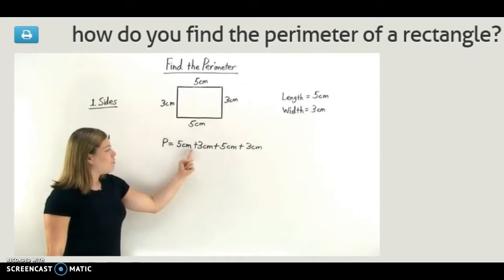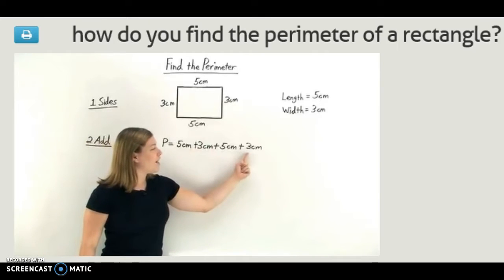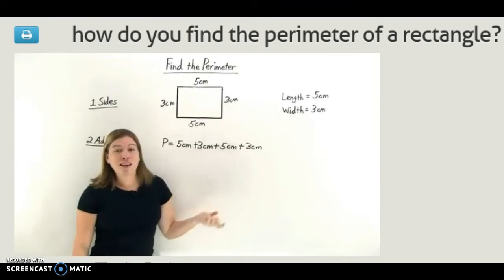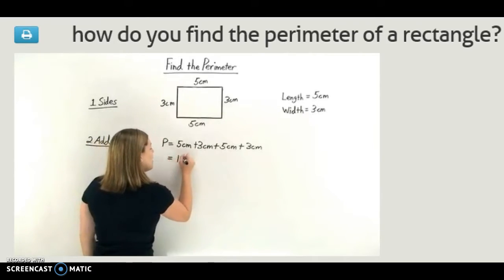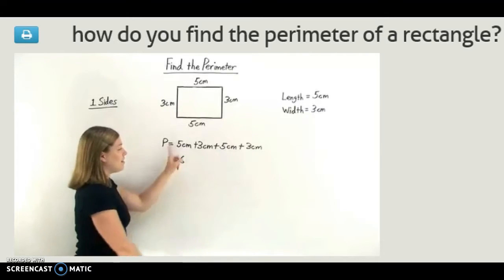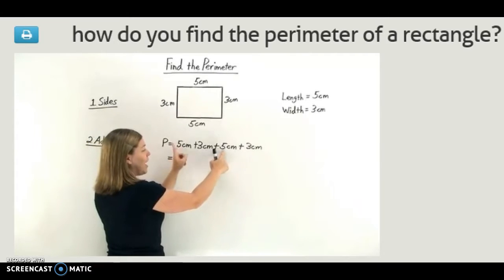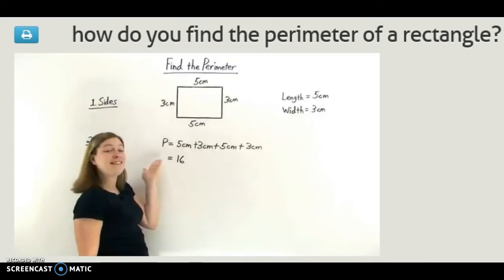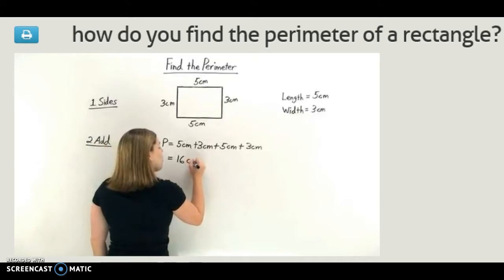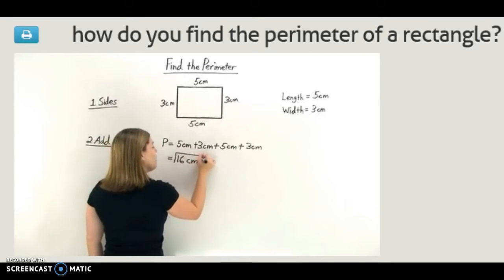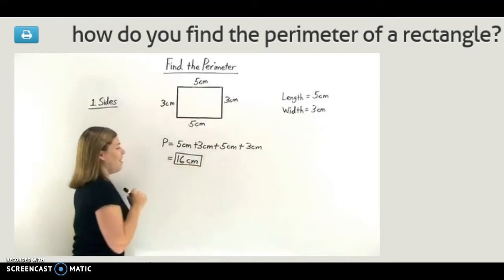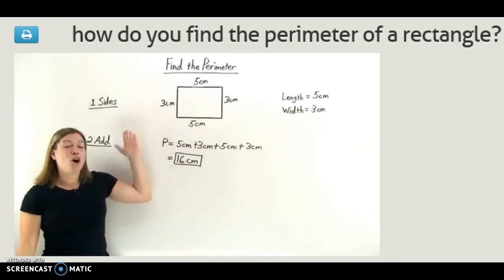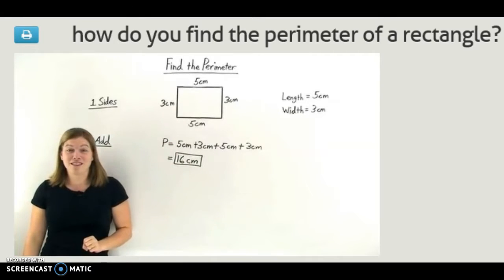We could add them all up together. But notice, 5 plus 3 is 8, and here we have that again. So if we take 8 plus 8, we end up with 16. Or we could think of it like this. We have 5 and 5 here, which is 10, and 3 and 3 here, which is 6. 10 plus 6 is again 16. And we're adding up lengths together, so we keep our units of centimeters. And we get that the perimeter of our rectangle is 16 centimeters.